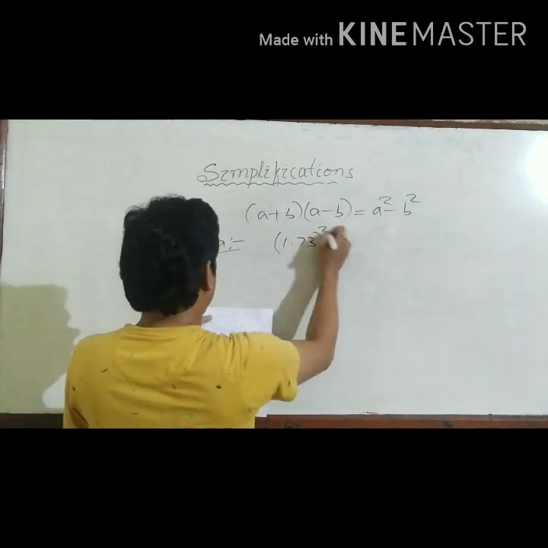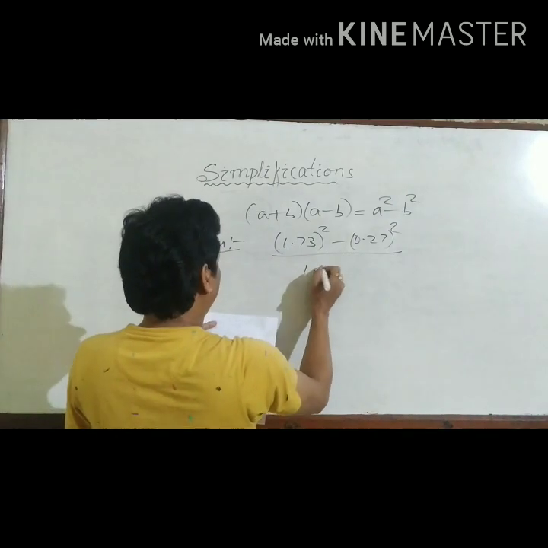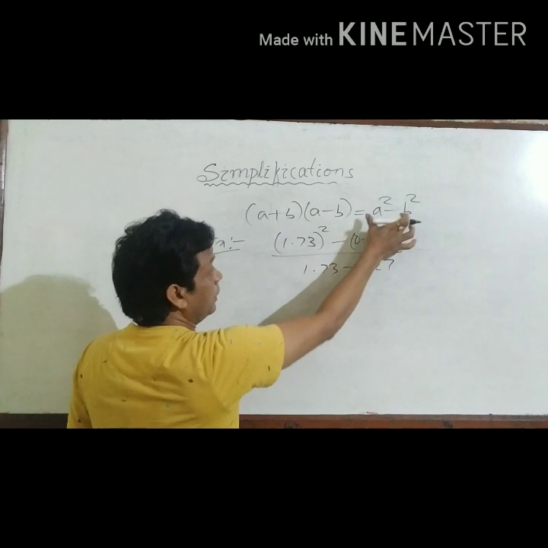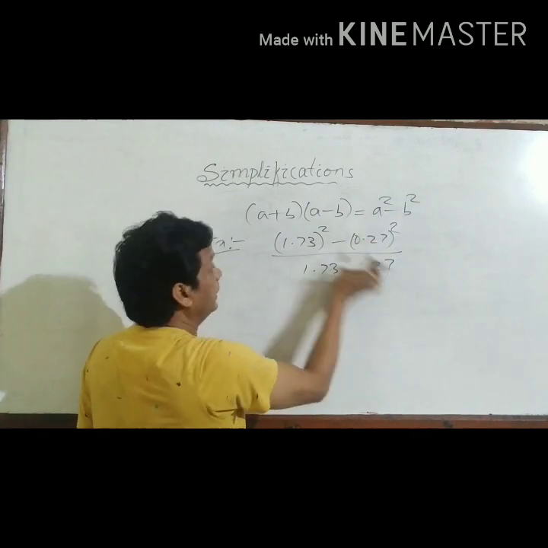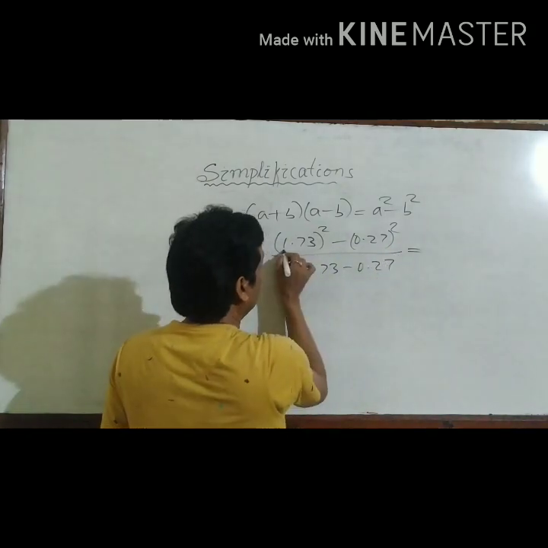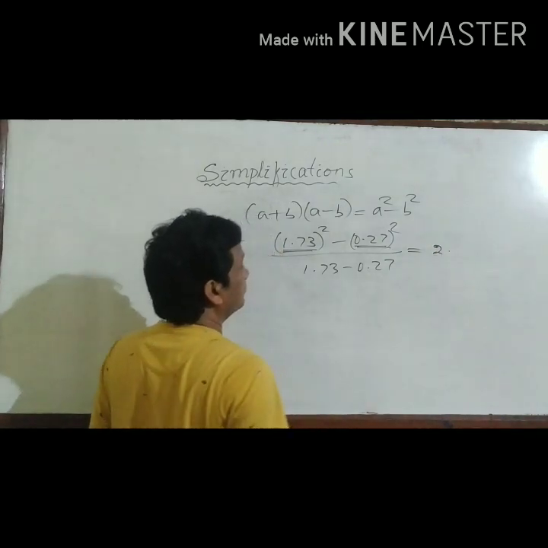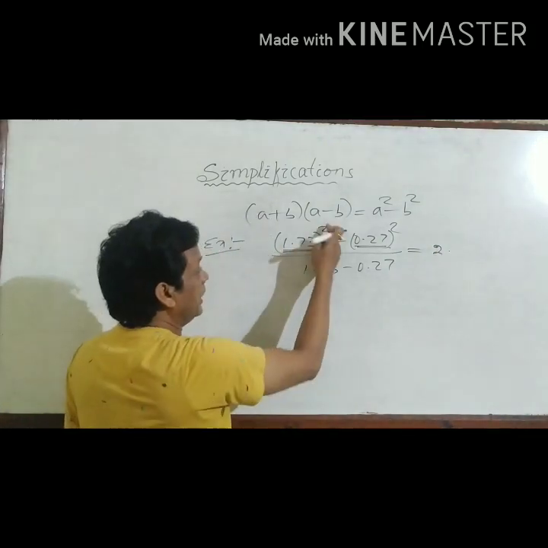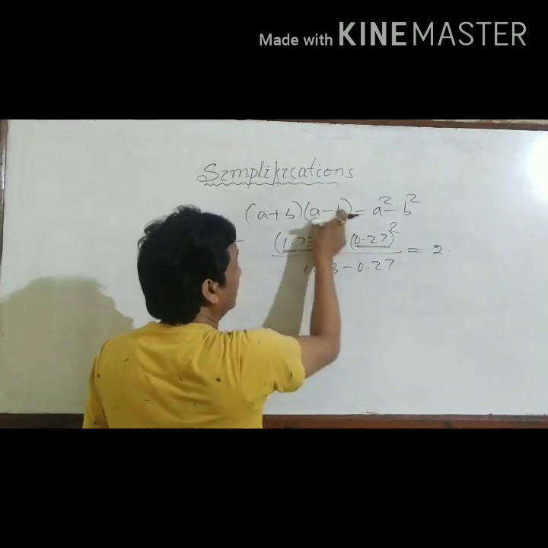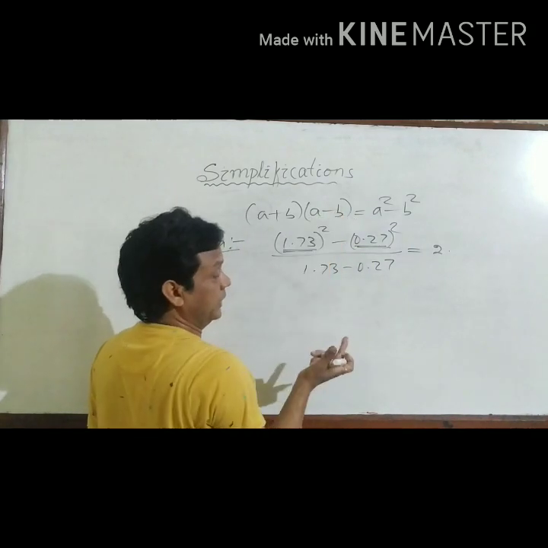(1.73)² - (0.27)² divided by (1.73 - 0.27). That is a² - b² divided by a - b. It will be a + b. So a + b means 1.73 + 0.27, which will be equal to 2. If a² - b² is divided by a - b, the answer will be a + b. If you divide by a + b, the answer will be a - b. Like this.